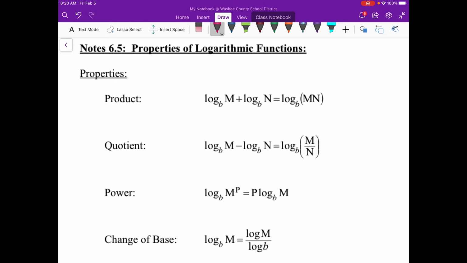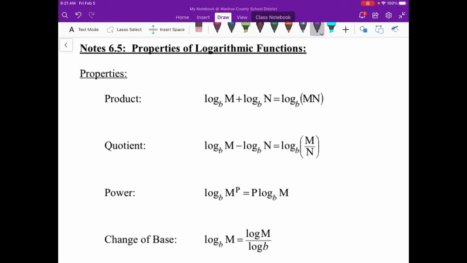In Notes 6.5, we're going to be talking about properties of logarithmic functions. We've talked about logs a little bit. They are inverses of exponentials. So when we're going through these properties, it's going to help you to remember what we did with exponents and then applying the inverse of that, so the opposite, to logs, okay?